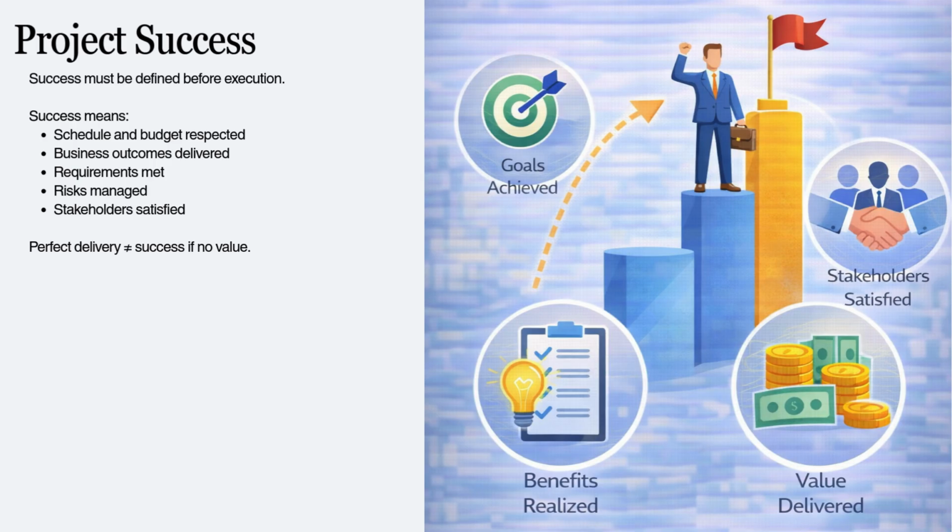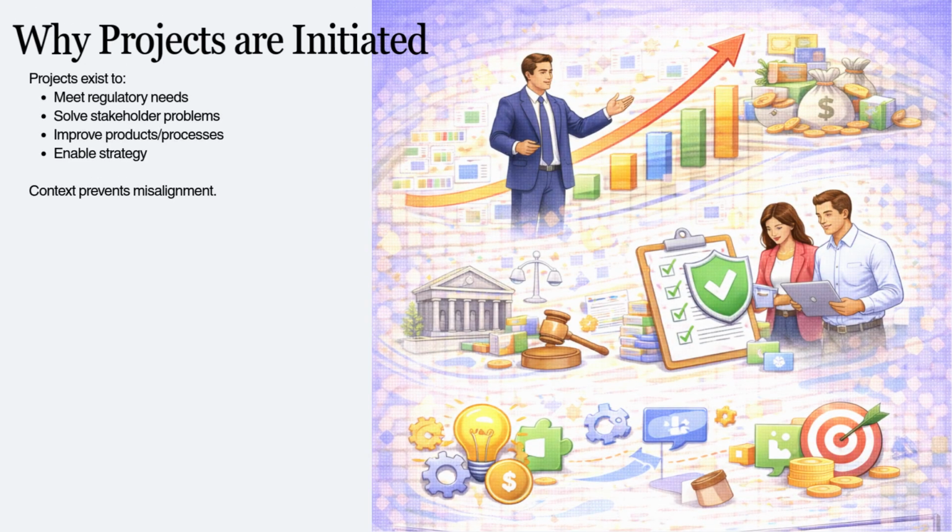In today's transformation-heavy environments, benefit realization is under increasing scrutiny. But success cannot be defined in a vacuum. It must be grounded in the broader organizational and environmental context. Projects are initiated to meet regulatory requirements, satisfy stakeholder needs, improve services, enable transformation, and respond to market shifts. Think about how quickly organizations pivoted during the pandemic. Remote work infrastructure projects, digital onboarding solutions, cybersecurity hardening initiatives. These were not optional improvements, they were strategic responses to environmental shifts. Understanding context prevents misalignment later. Without context, scope becomes unstable.